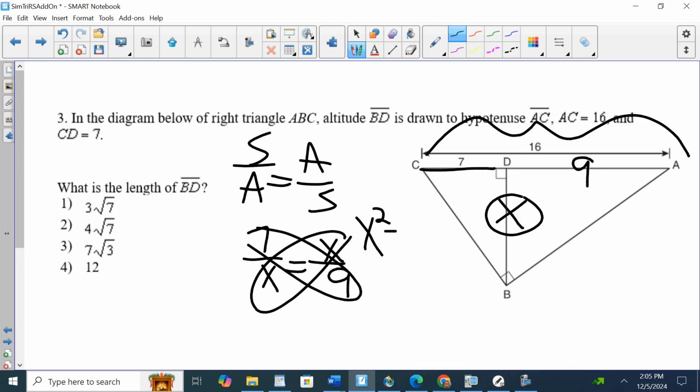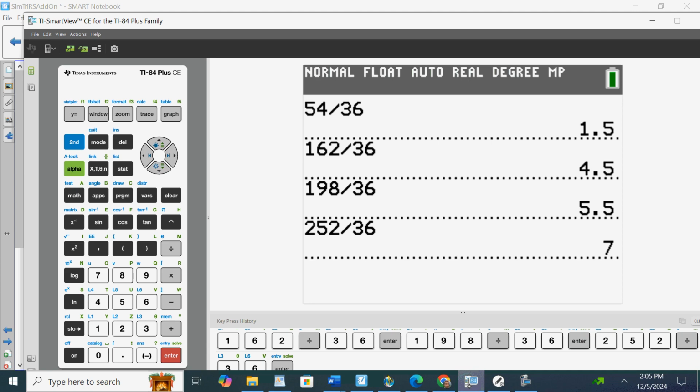X times x is x squared. 7 times 9 is 63. I take the square root. Now, it doesn't say to the nearest tenth. The answers are in radical form. So, there's two ways to do this. Way number 1, you want to break it down into perfect squares and non-perfect squares.